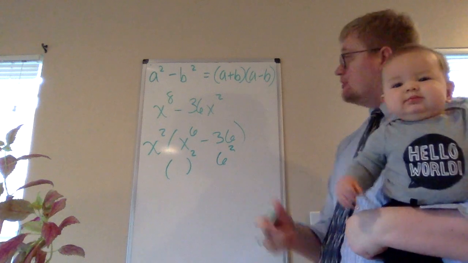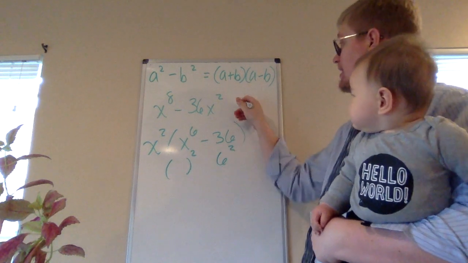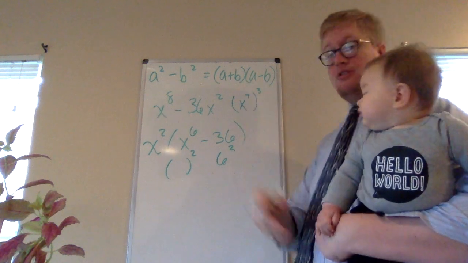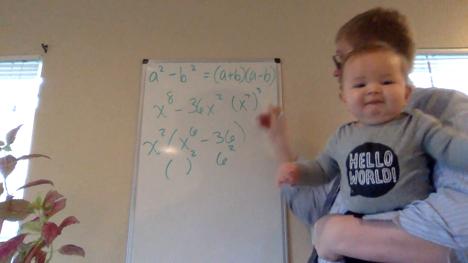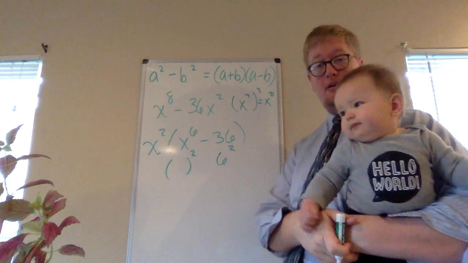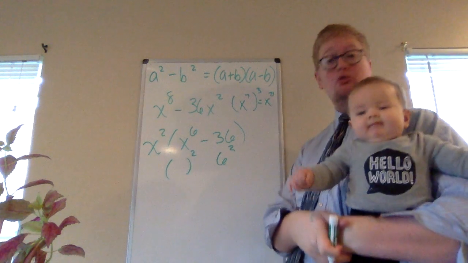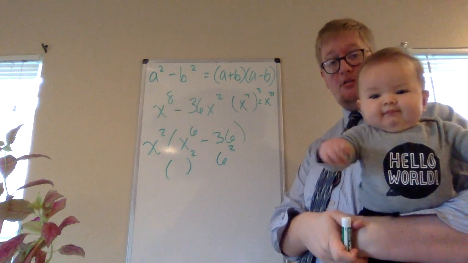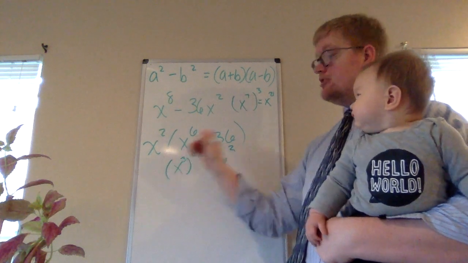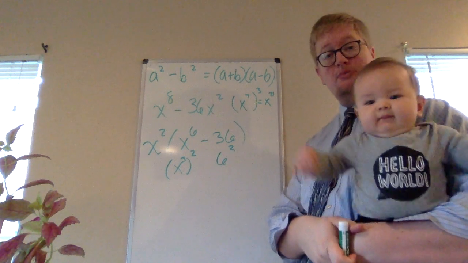In order to do that, you need to remember your properties of exponents. For instance, if I had x to the 7th raised to the 3, that would be equal to x to the 21, because anytime you have a power raised to a power, you multiply them together. So I need to put x to the 3rd here because 3 times 2 is 6.